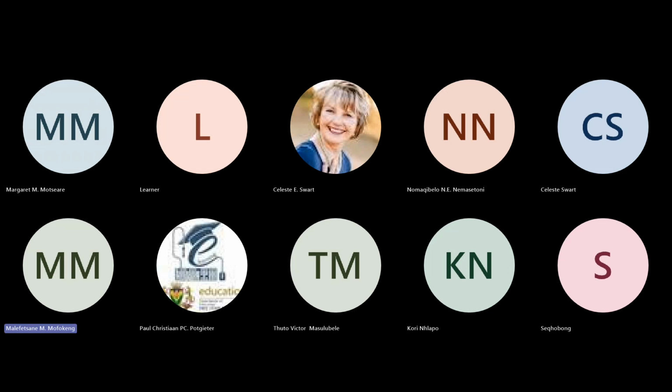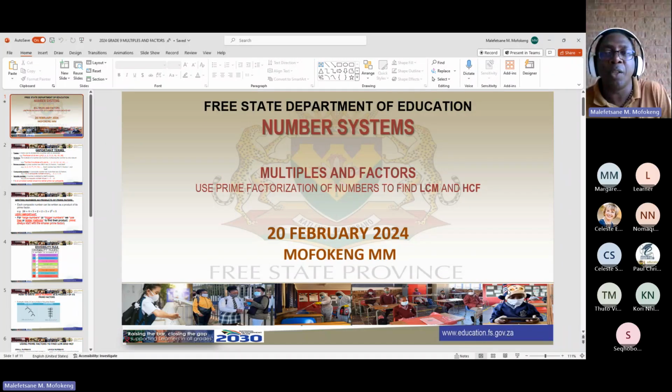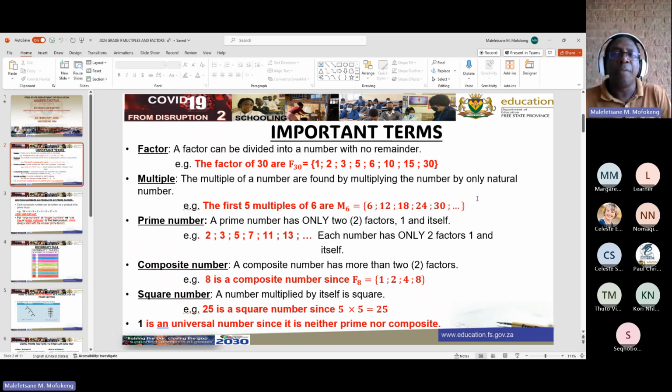Multiples and factors, and also using prime factorizations of a number to find the LCM and the highest common factor. In this topic today, there are important terms that we should explain before unpacking the LCM and highest common factor.